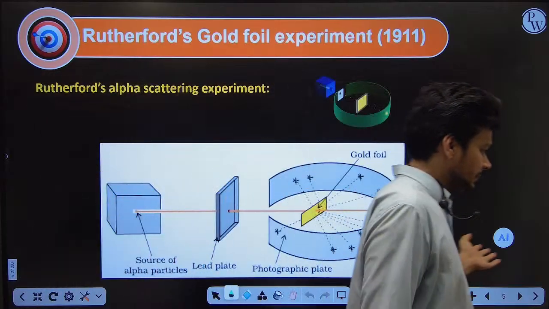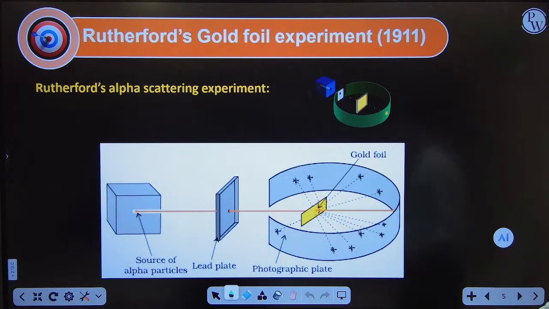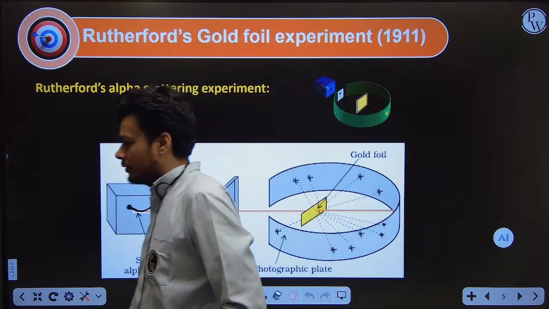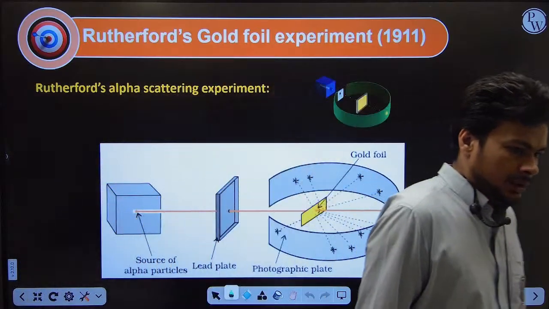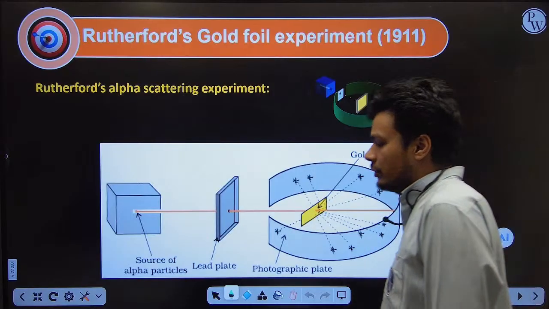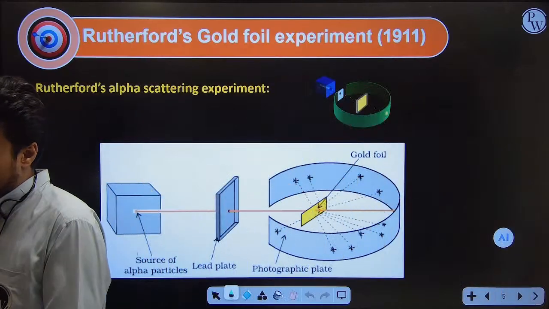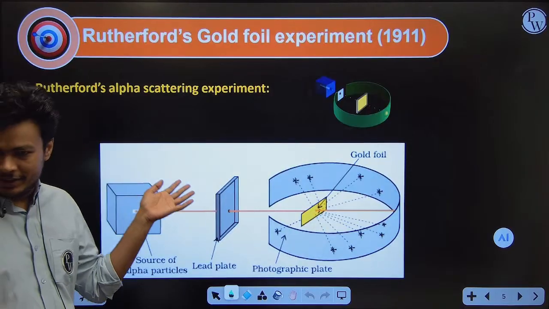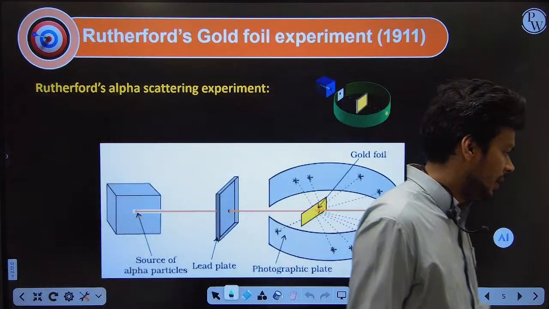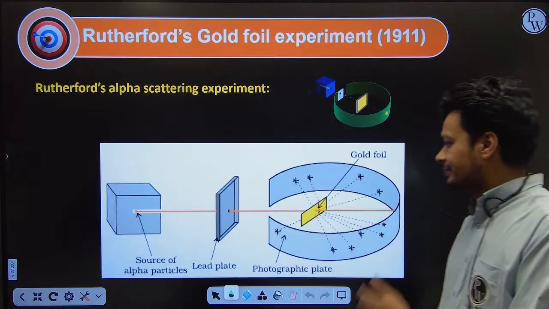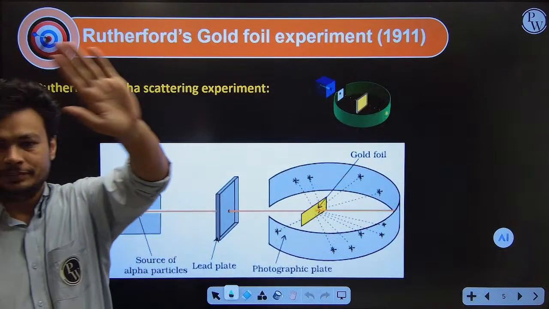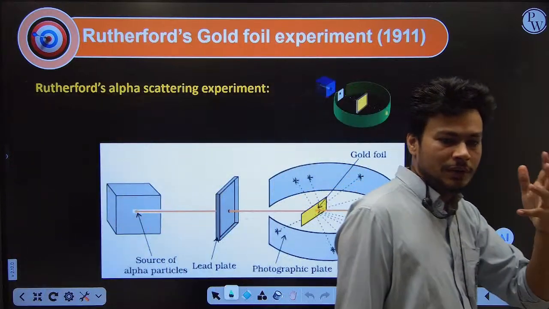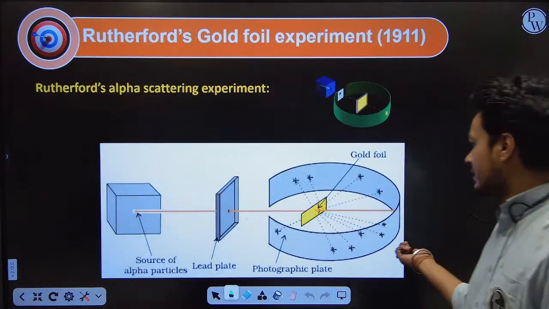So this guy was a student of Thomson, and he continued his work. What he did was basically an experiment. You take alpha particles and you bombard them on what? A very thin gold foil. That's the setup.